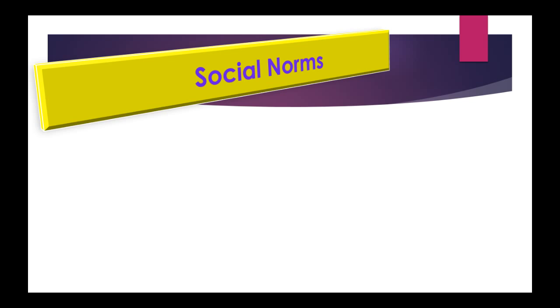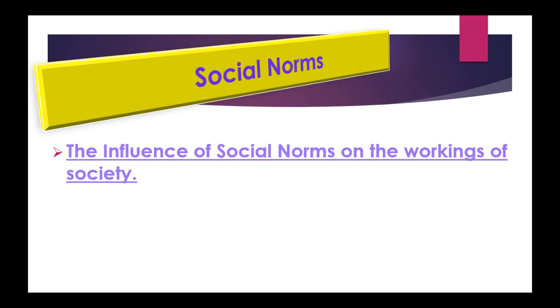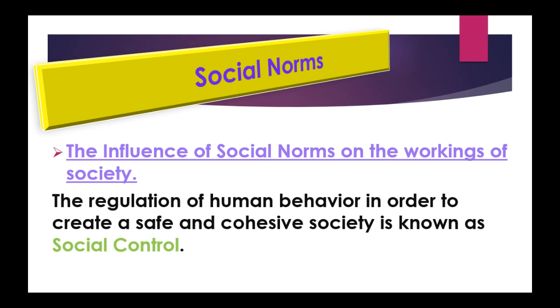All right. So, moving on. Social norms. The influence of social norms on the workings of society, right? That's what we'll be looking at. So, the regulation of human behavior in order to create a safe and cohesive society is known as social control.